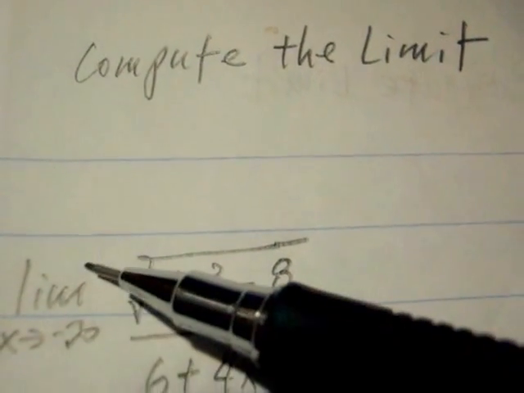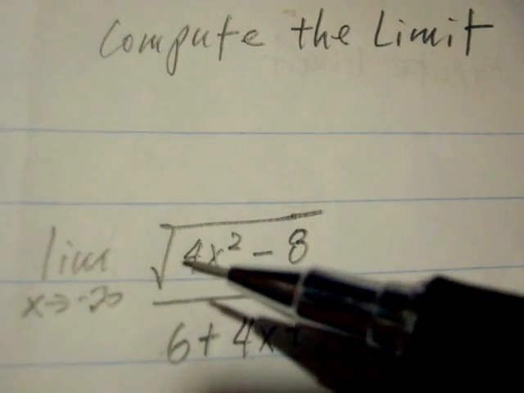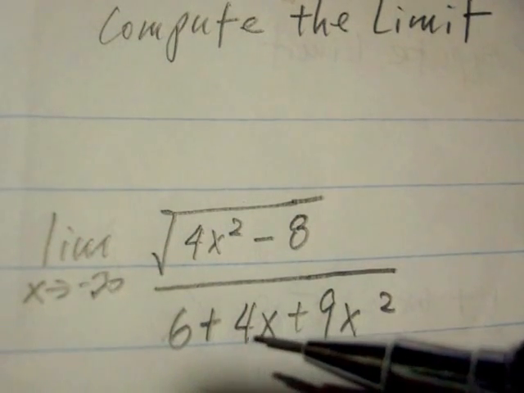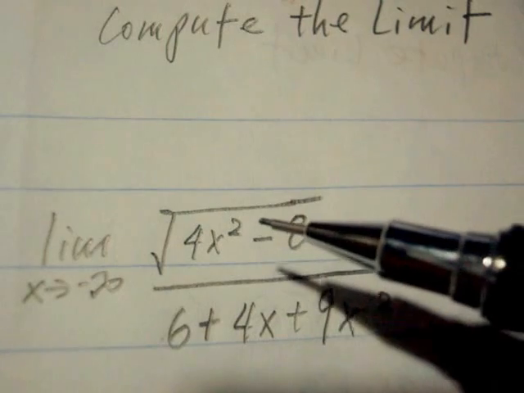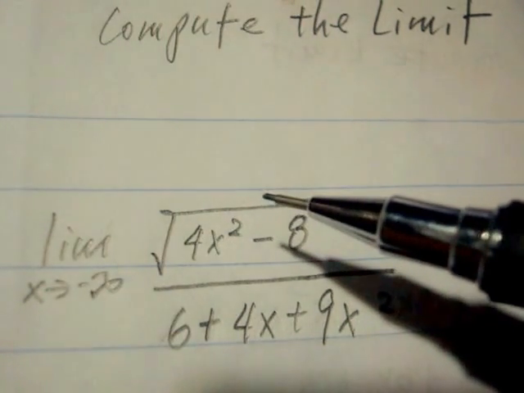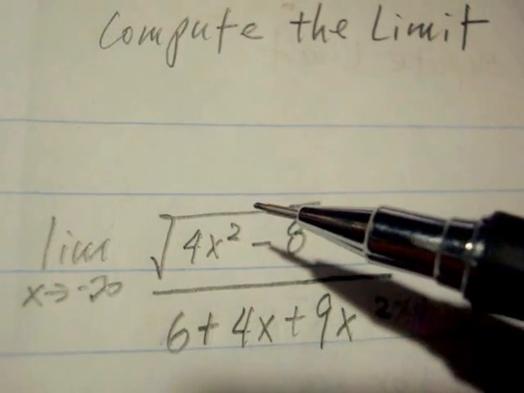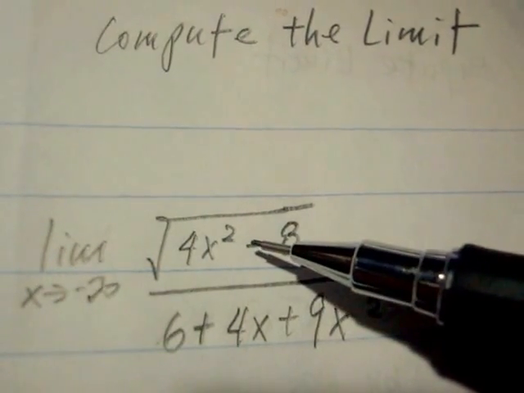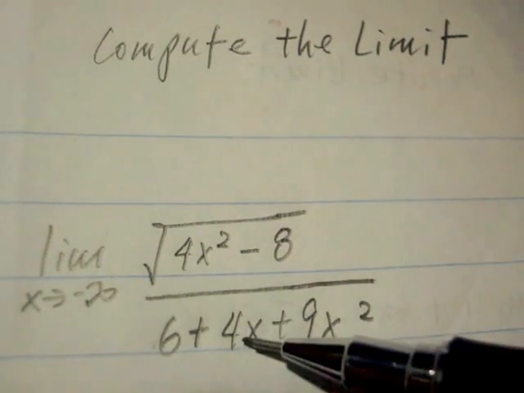Compute the limit. Let's say that you are given this limit as x approaches negative infinity for the radical of 4x squared minus 8, divided by 6 plus 4x plus 9x squared. To solve this problem, the first thing you need to do is to isolate the leading term for the numerator and the denominator. The leading term is the same thing as the highest degree for the numerator and the denominator.